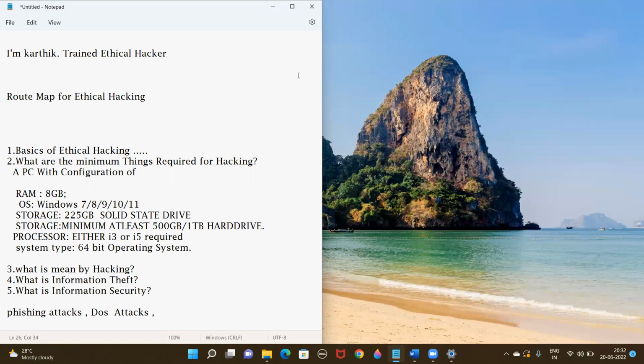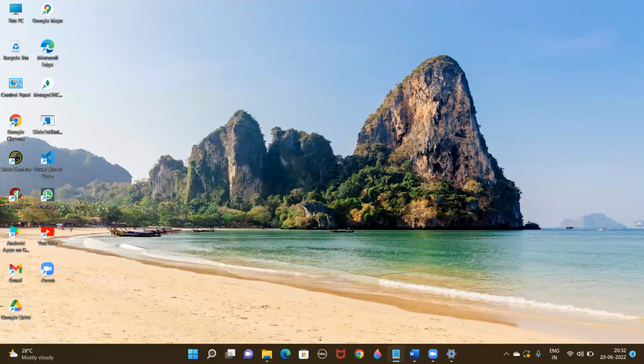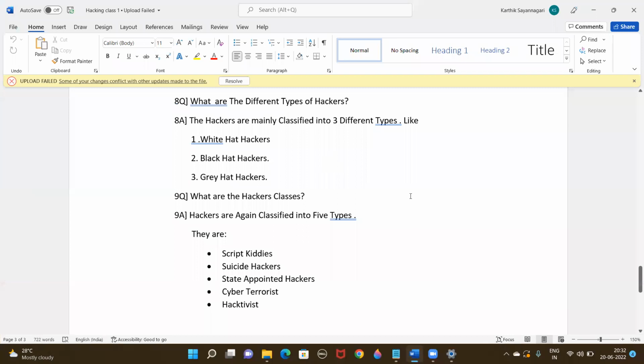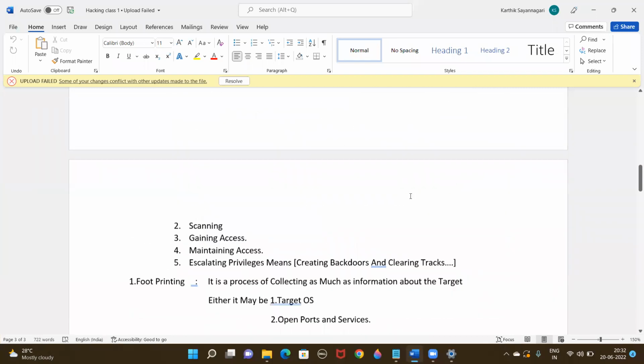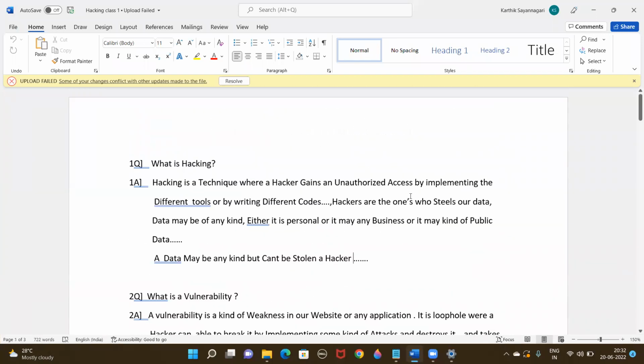So what is meant by hacking? Hacking is a technique where a hacker gains unauthorized access by using different kinds of tools or by writing different codes. Hackers are the ones who steal our data, and the data might be of any kind, either personal data, business data, or public data. The data might be of any kind, but it can be stolen by a hacker.